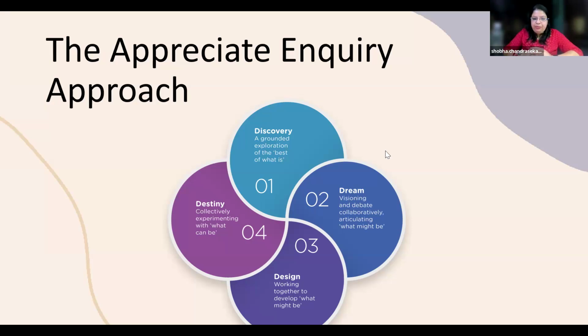In the 5D, the additional step is definition. It serves as the first phase. So even before discovery, the step that is added is definition. This phase involves clarifying the topic or focus of the inquiry. It sets the scope and determines what the organization or the group wants to inquire into or change. So defining the purpose is crucial, and that's where the 5D model comes in.